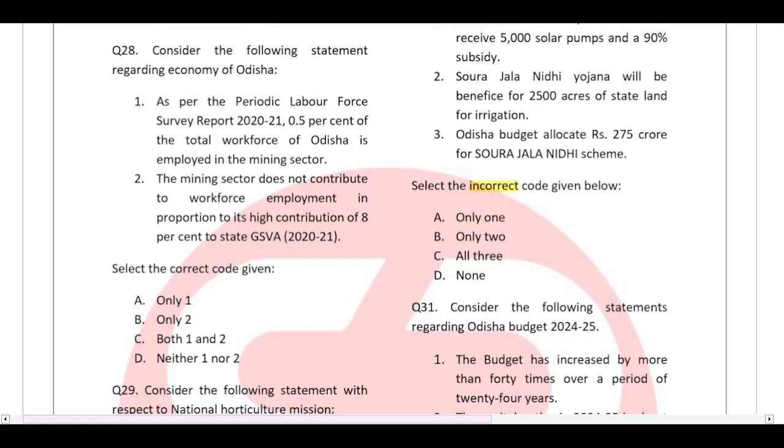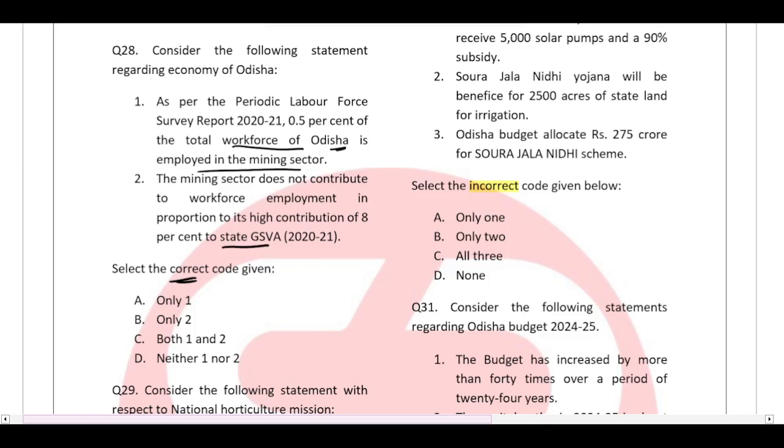Consider the following statements regarding the economy of Odisha. This again is directly picked up from the economic survey. As per the periodic labor force survey report, 0.5% of the total workforce of Odisha is employed in the mining sector. The mining sector does not contribute to the workforce employment in proportion to its high contribution of 8% to state gross value addition. Select the correct code.